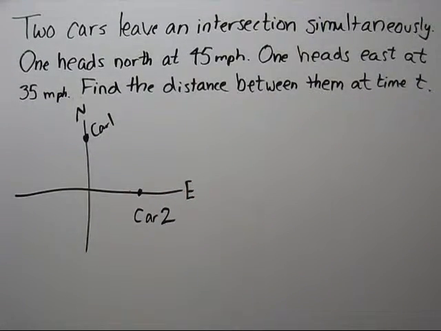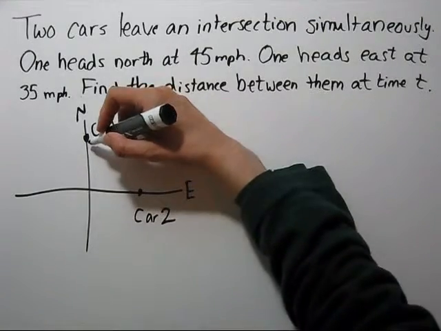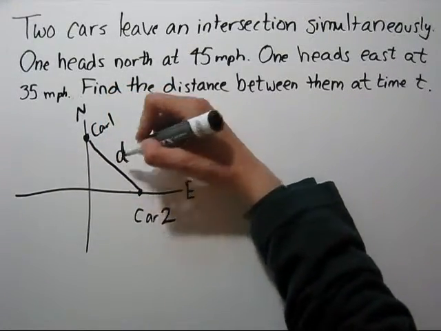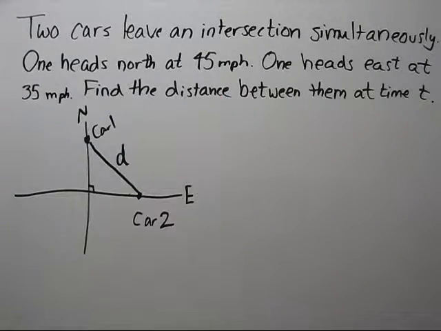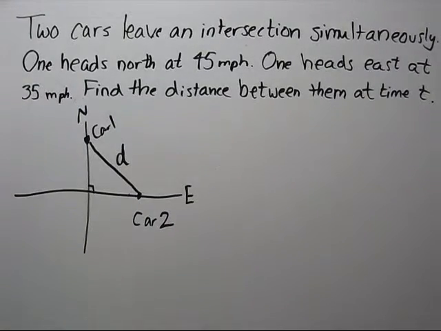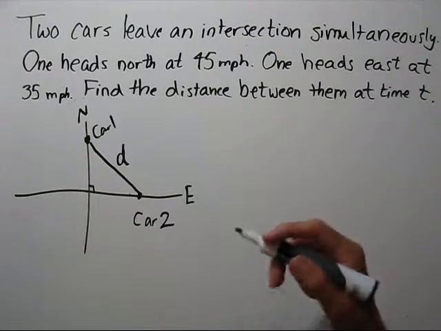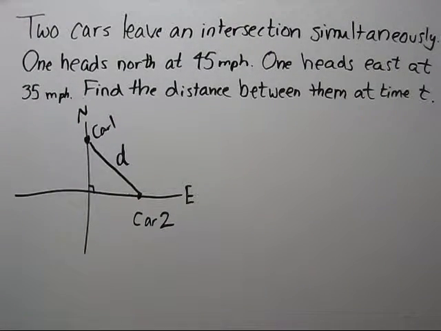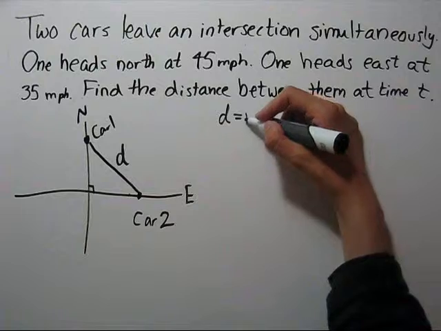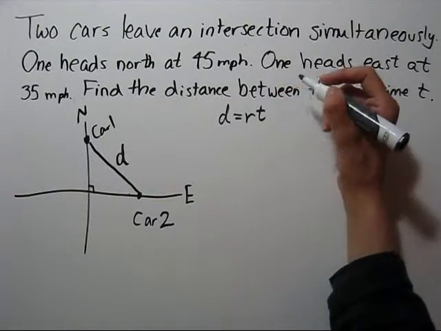Okay, we want to know the distance between them. We'll call it D. Here we have a right triangle, so if we could find these distances, we can find D. Well, there's a formula that relates distance and rate and time. Hopefully you have it memorized. Distance equals rate times time.